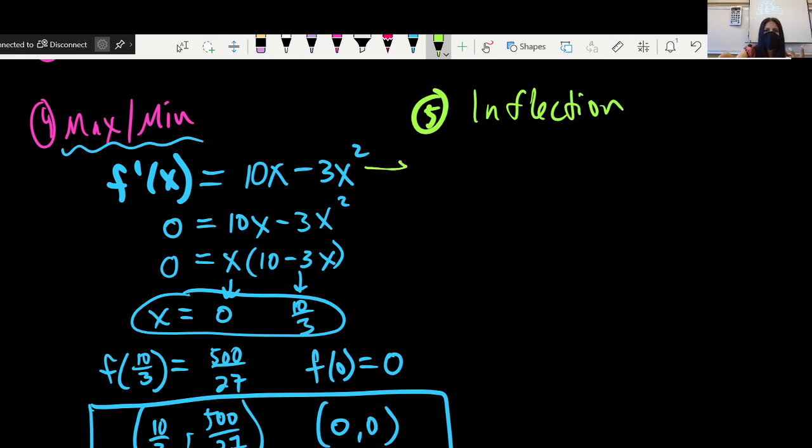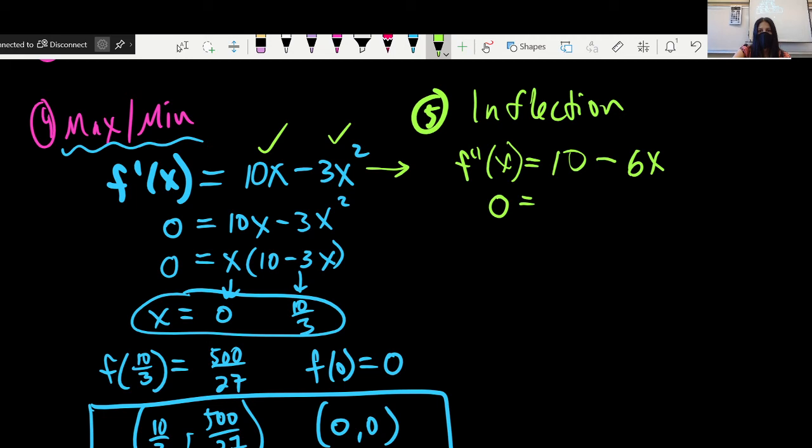Second derivative. So I take this and I want to go second derivative on this. And so I end up getting that this is just equal to 10 minus 6x. I would set it equal to 0. And by isolating, we know x is equal to 5 over 3 when I isolate and reduce that fraction. So we know what the point of inflection is.